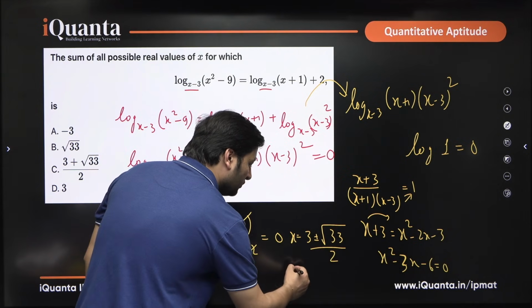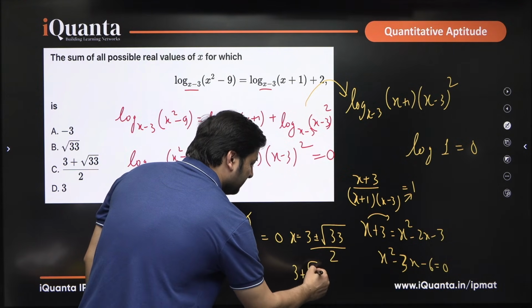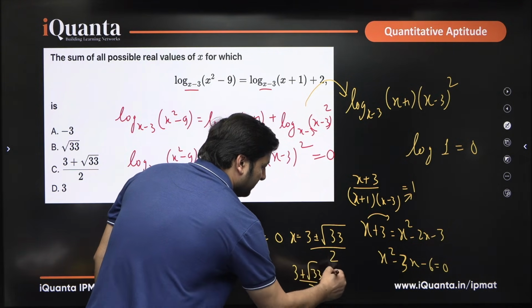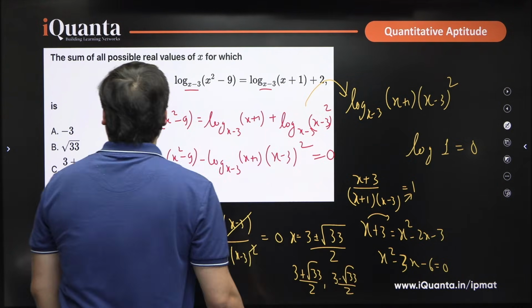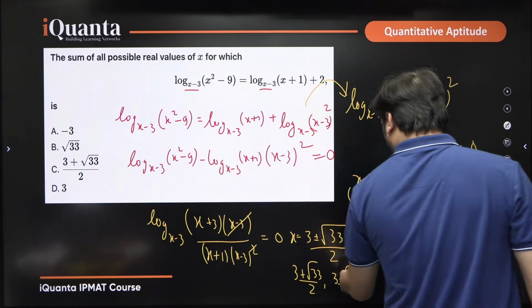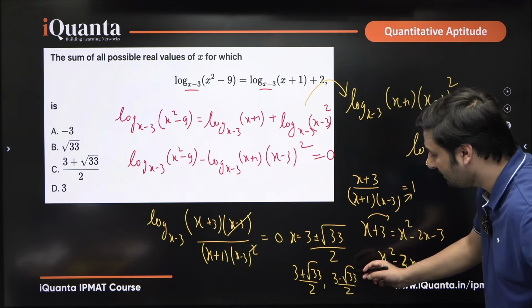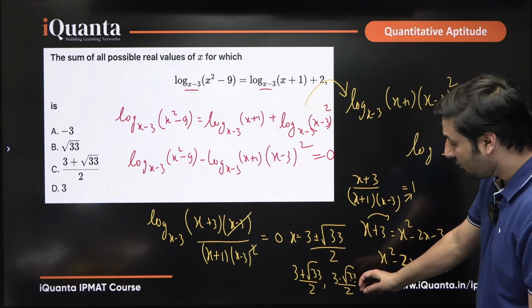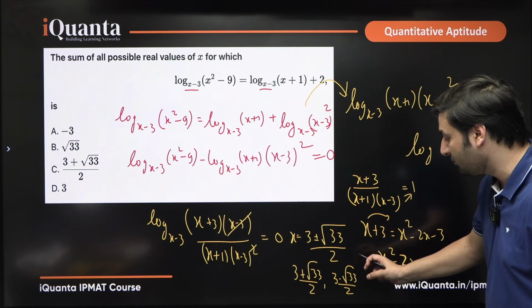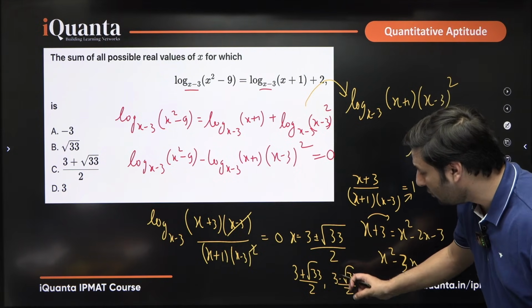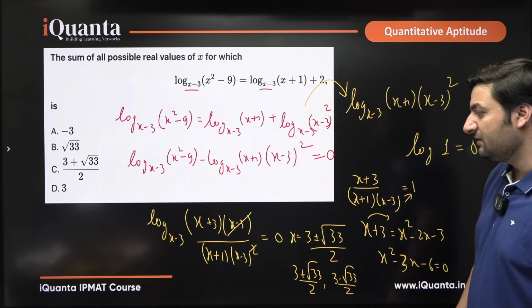So there are two roots here, see, (3 plus root 33) by 2 and (3 minus root 33) by 2. What do you see here? One root is this, one root is this, but this 3 minus root 33 is 5 point something. So 3 minus 5 point something is negative, negative by 2 is negative. This value of x is negative, isn't it?